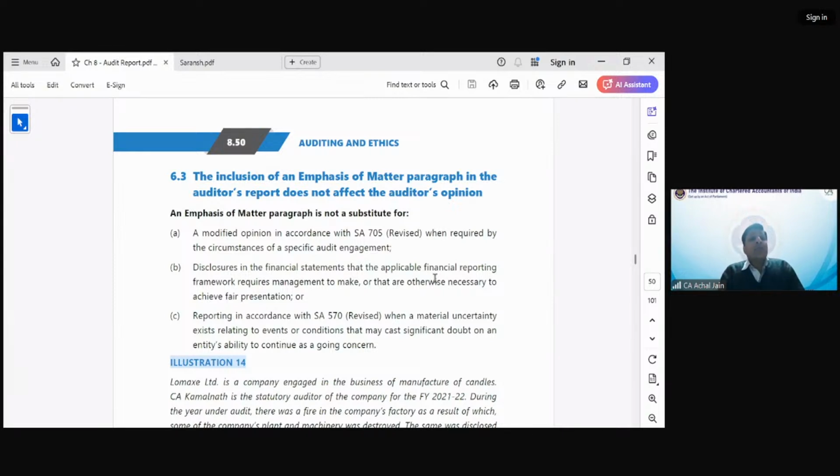Apoorv is asking, sir, EOM is first communicated with the manager. See, it's not about what is first given to the management. Even if you talk about the audit report or some of these matters, how will this audit go on? Let's try to understand this practically. Let's suppose you are the CFO of a company and I am the auditor.